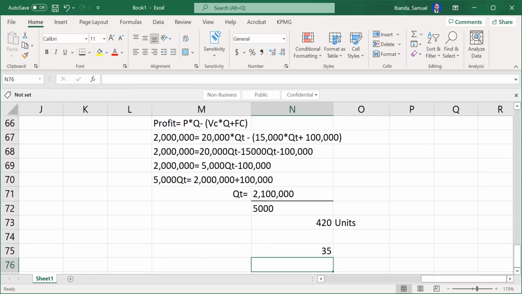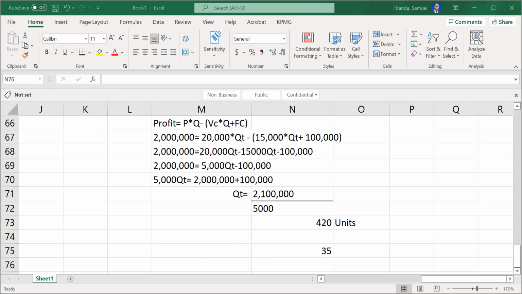So that's how target profit comes in when it comes to the CVP. Now, just like the way we have contribution and profit, you can also have what we call target contribution.